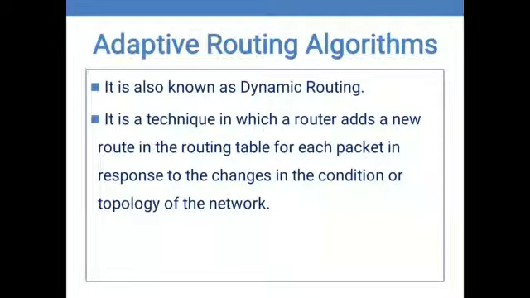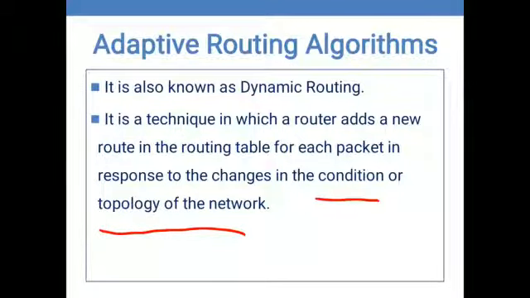This adaptive routing algorithm is a technique in which a router adds a new route in the routing table for each packet in response to the changes in the condition or topology of the network. That means based on the condition or based on the topology of the network. So we have different types of topologies. If you consider a local area network, or a metropolitan area network, or a wide area network, any network will be based on a structure. That structure is nothing but topology.